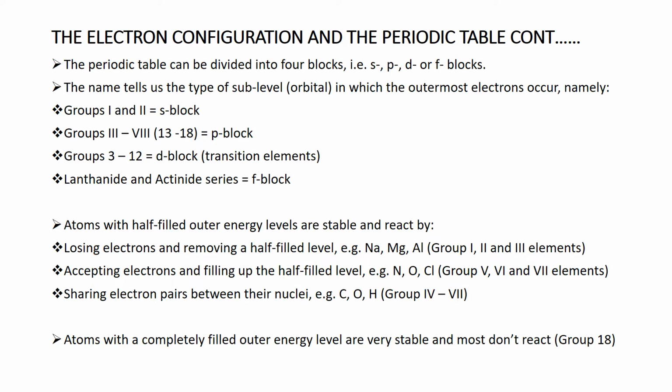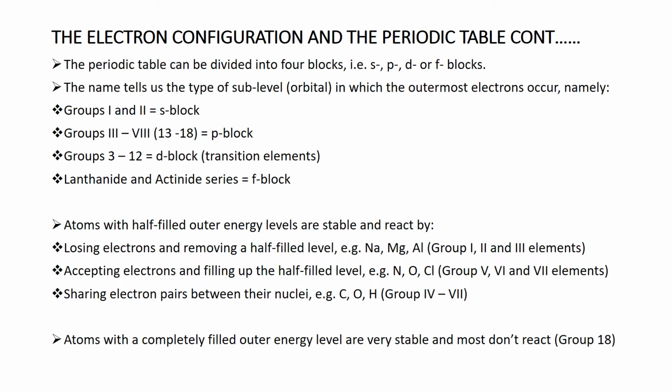And then those that react by accepting electrons, they prefer to accept electrons because it is much easier for them to accept electrons. Take oxygen, for example. Oxygen needs only 2 electrons to fill its outermost energy level. So it prefers to gain those 2 electrons than to lose all the 6 electrons that it already has. And then there are those like carbon that prefer to share electrons between their nuclei. We're going to see how carbon does that when we do chemical bonding, covalent bonding to be specific.